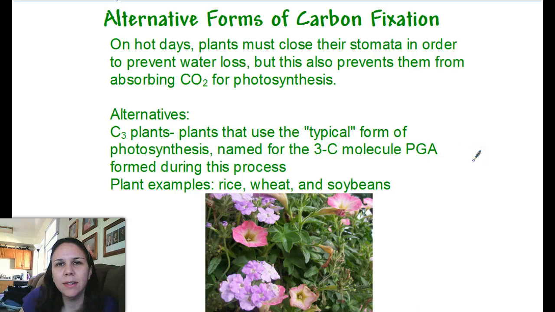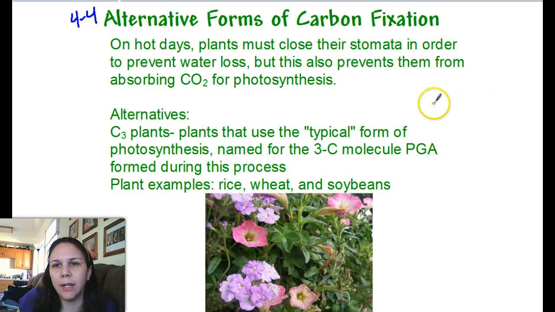Morning, everybody. Mrs. Rayberg here with notes on 4-4, all about different forms of photosynthesis and things that affect the rate of photosynthesis. So we're going to start out here. This is 4-4, alternative forms of carbon fixation, which is just kind of another term for photosynthesis.